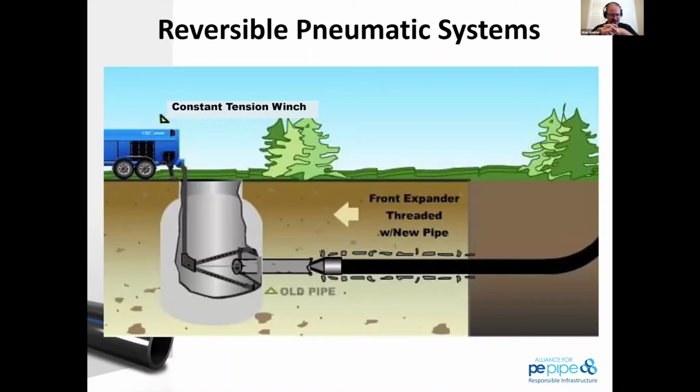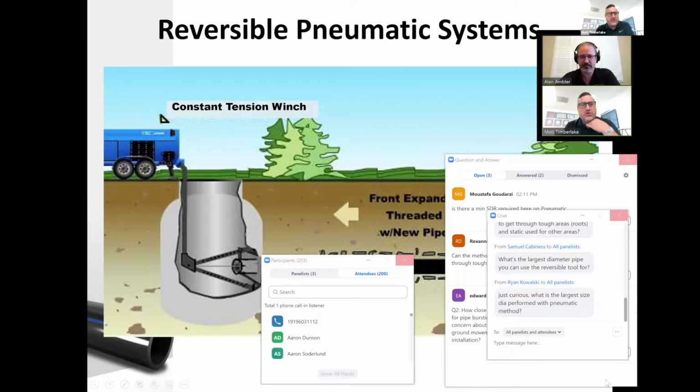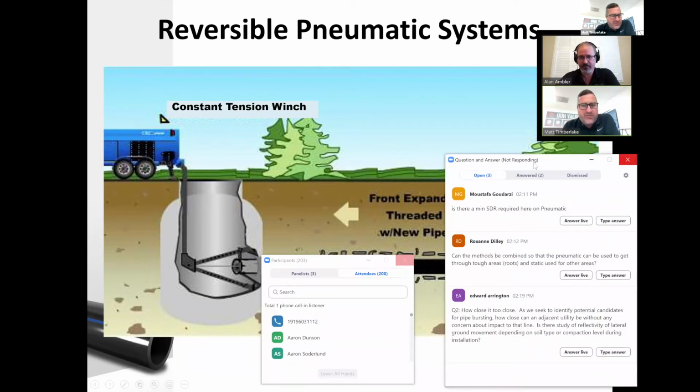Here, if you want to talk about reversible pneumatic systems for a minute, Matt. Yeah, so the video would show what that tool would look like going through an intermediate pit. An intermediate pit would be something like a service connection. One of the things with pipe bursting we do have to do is excavate each one of the service connections. So that's what it would look like coming through the service connection.